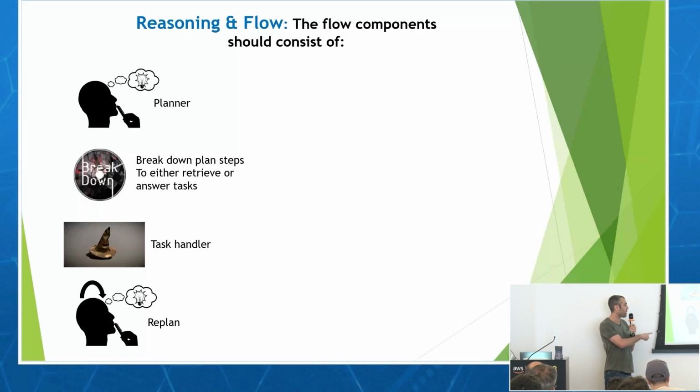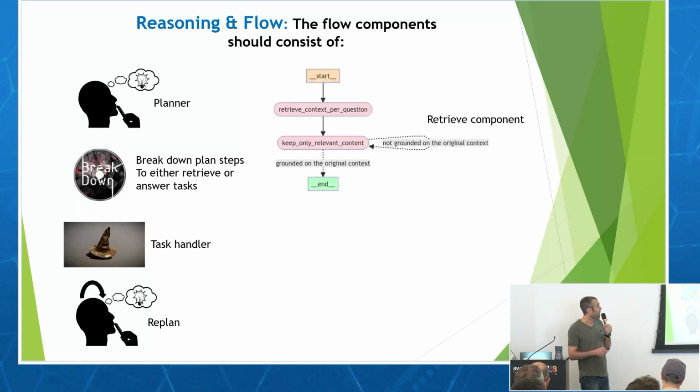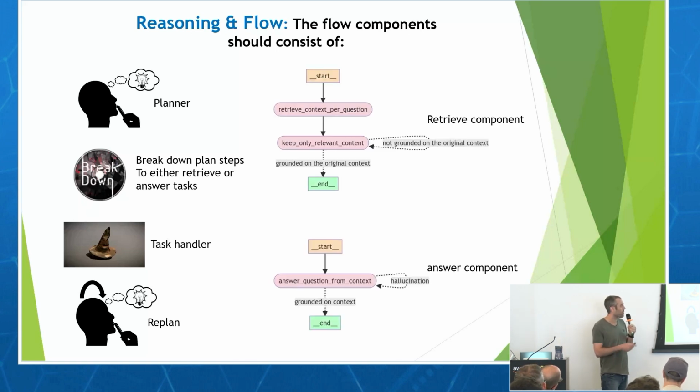Then we would want to have a replan mechanism that can look at what we've done so far on the previous steps, on the previous plan, on the context that we have already. And using all of this, it has to decide if we can finish or if we want to update our plan going on. And of course, we want to have the two kinds of tool components that we described before.